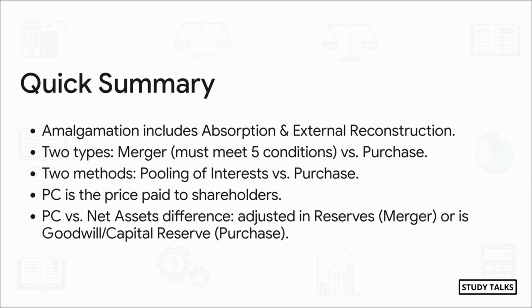So, to wrap it all up in a nutshell, amalgamation is the big umbrella term. Your first job always is to check the 5 conditions to see if it's a merger or a purchase. That one decision tells you your accounting method: pooling for mergers, purchase for purchases. Always remember, PC is the price paid only to shareholders. And the final result, whether you adjust the difference against reserves in a merger or create goodwill or capital reserve in a purchase, is the direct outcome of that very first critical decision you made.